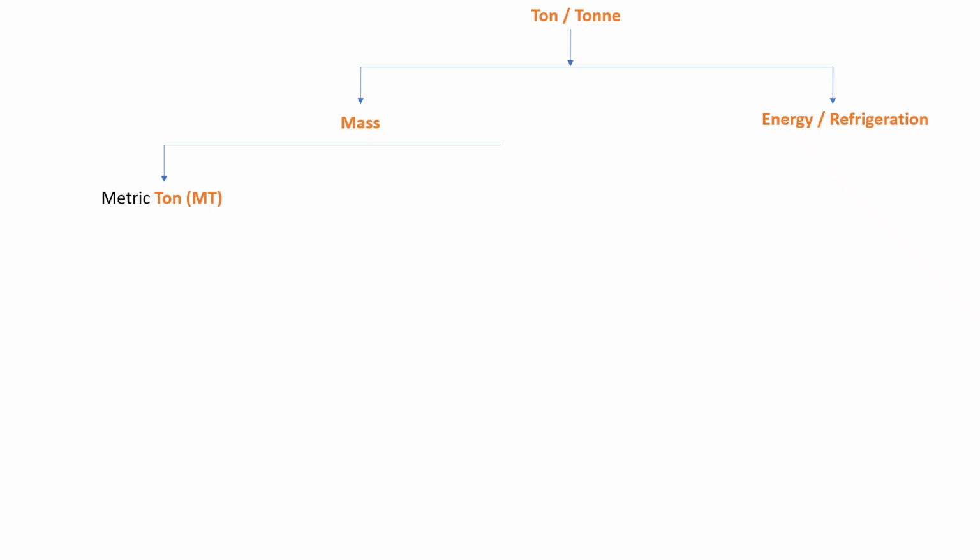In the SI system, we use the term metric ton, denoted by the capital M and capital T. And we also have a US ton, which is a short ton, and the third term is the imperial or UK ton. It is also considered the long ton.